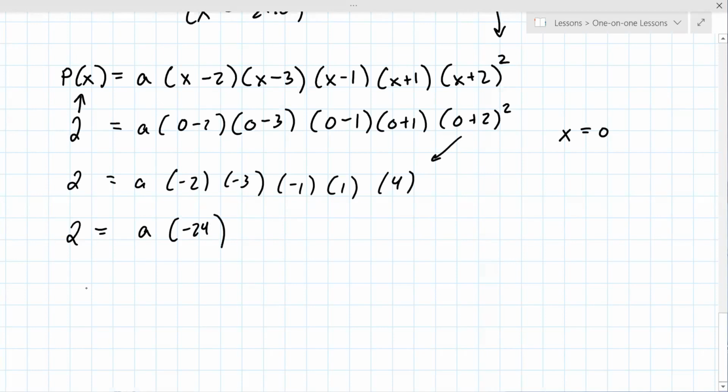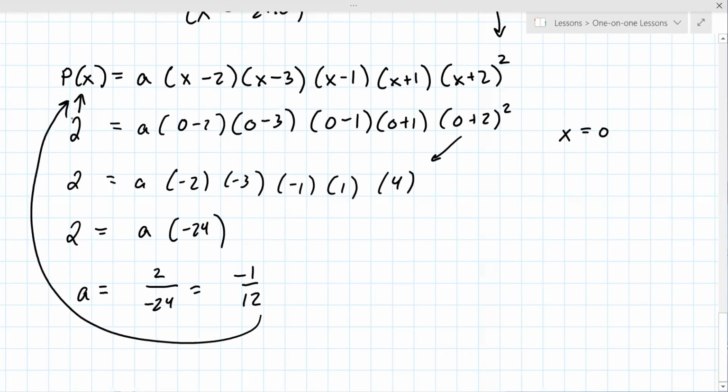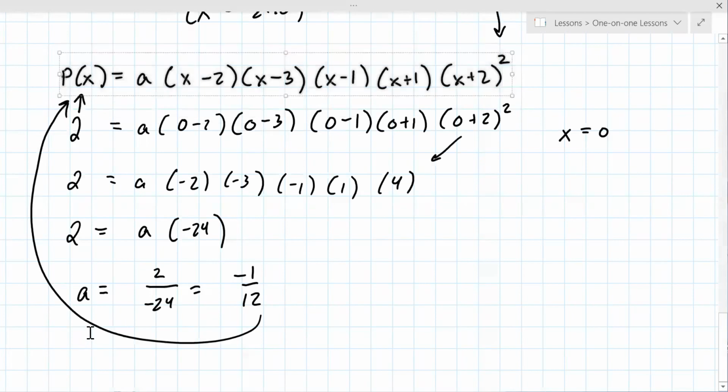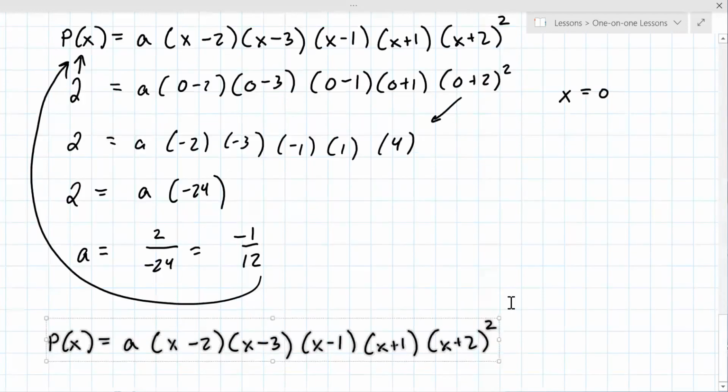And then you solve for a. So a equals 2 over -24, which is -1 over 12. And then you rewrite it up there, but you put that a in. So I'm going to sort of help myself here, and I'm going to copy it down here. Hopefully it copies nicely. It did. And then I'm going to replace that a with -1 over 12.